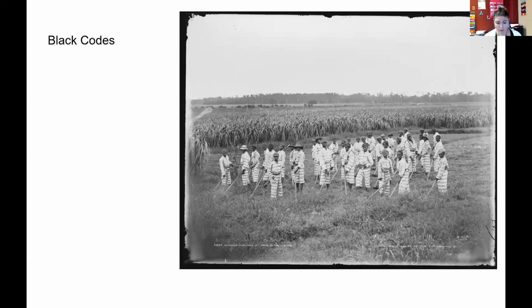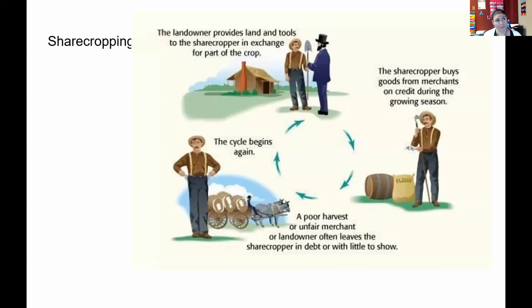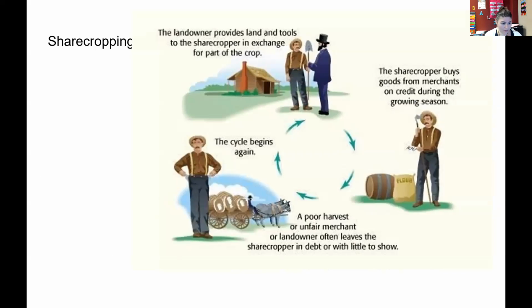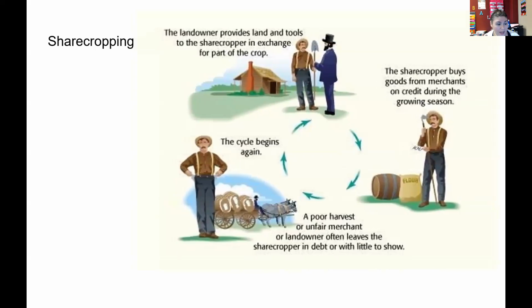Black codes, take a look and see what's happening. What do you see? What do you think would best fit with that? Popular sovereignty, take a look at the picture. What do you see? What's happening? Sharecropping, okay, what do you see? What do you think's happening? So again, take a moment, read what you have seen there and see that it is a cycle.